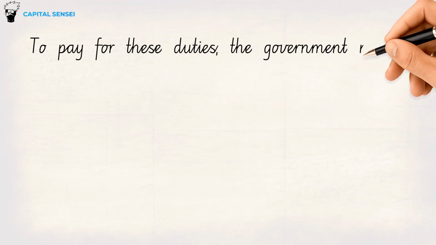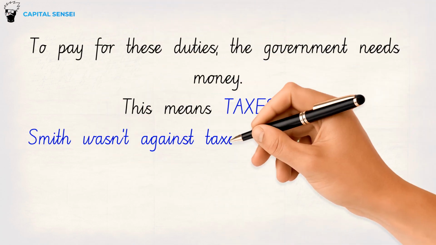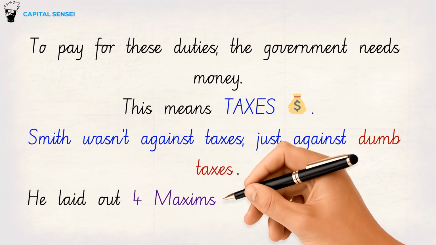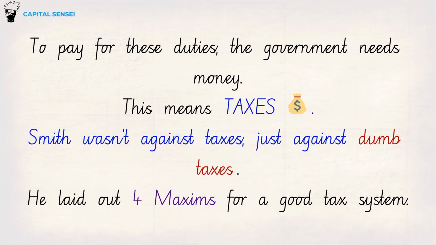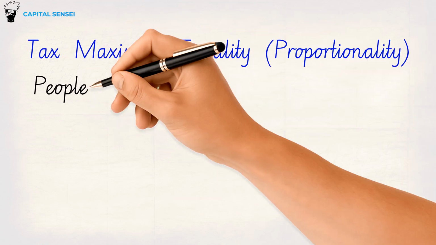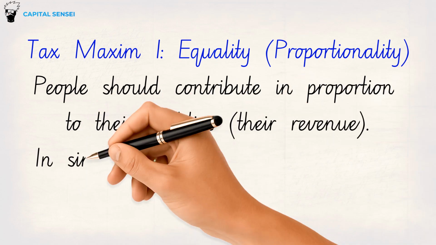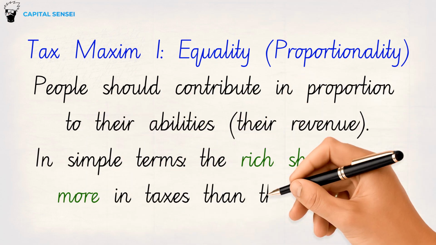So, if the government is going to provide for defense, justice, and public works, it needs money, and that means taxes. Smith wasn't against taxes, he was against dumb taxes. He laid out 4 famous principles, or maxims, for what makes a good tax system. And these are still debated and used by policymakers today. First, the maxim of equality, or what we would call proportionality.